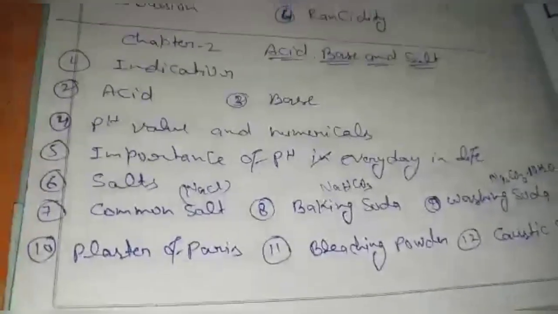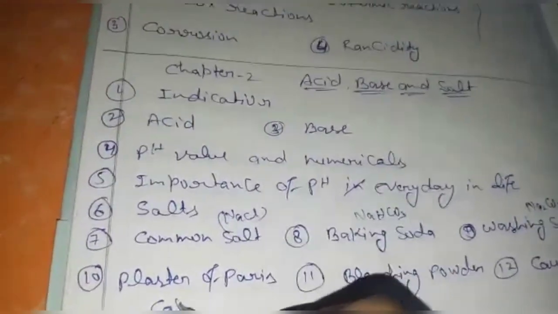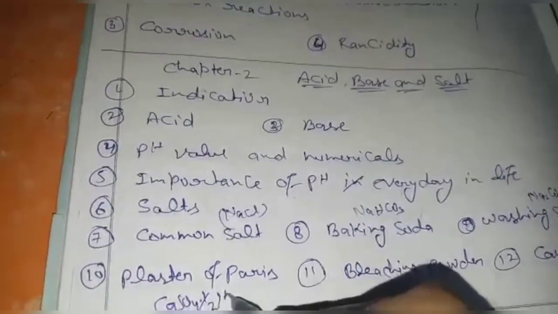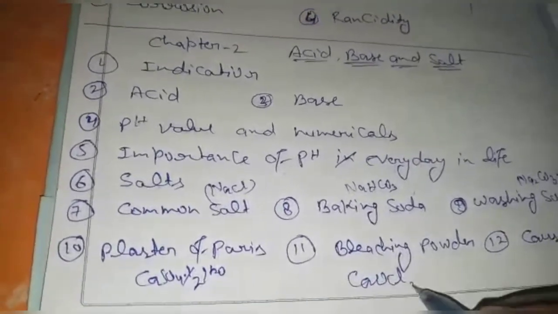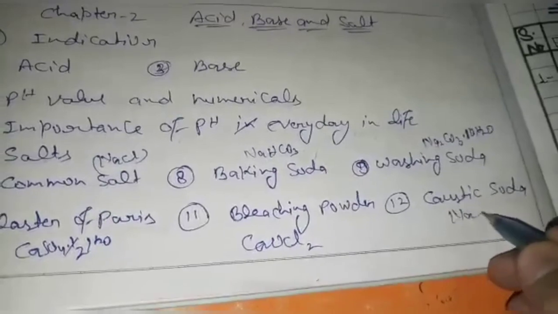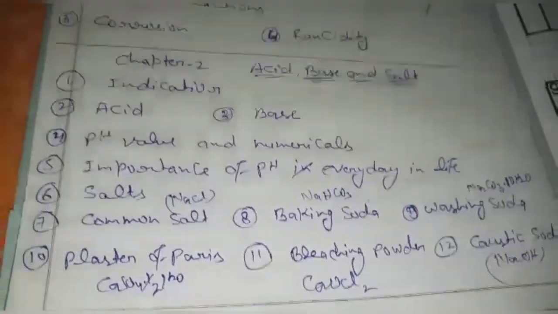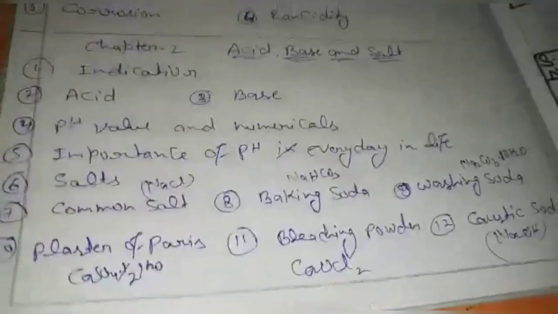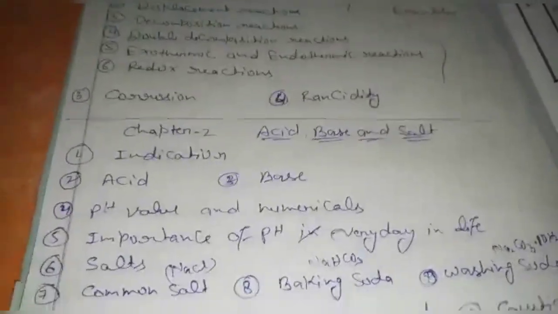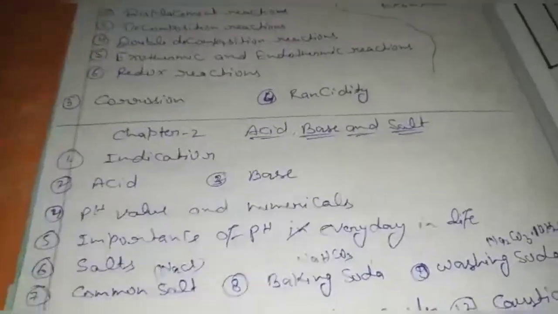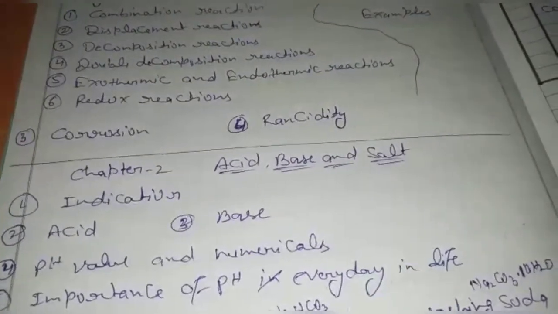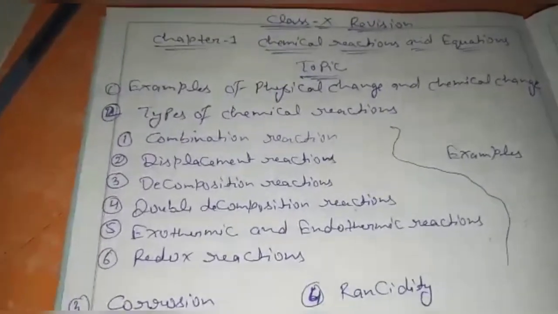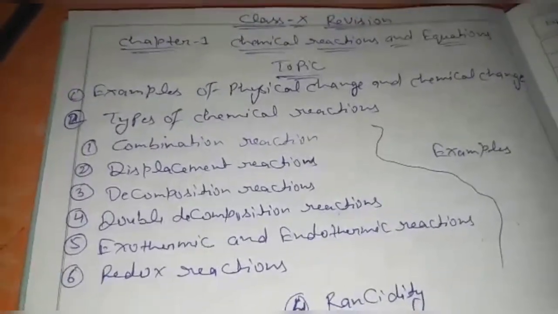Okay, plaster of Paris is CaSO4.½H2O, bleaching powder is CaOCl2, caustic soda is NaOH, sodium hydroxide. Okay, these are the formulas. You have to learn all about it. Okay, so now see the recap of this chapter.